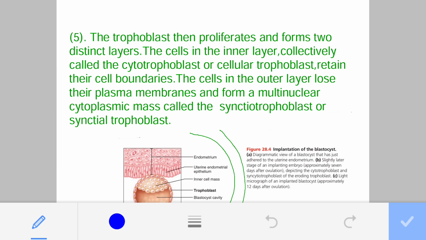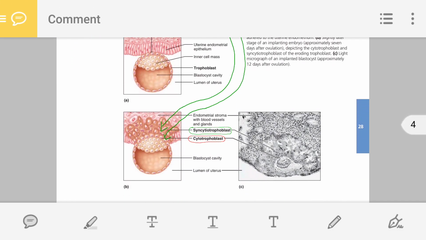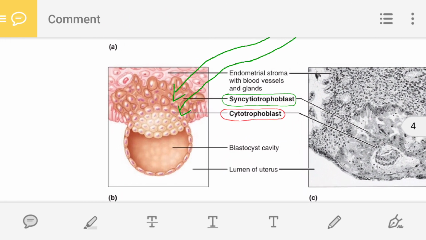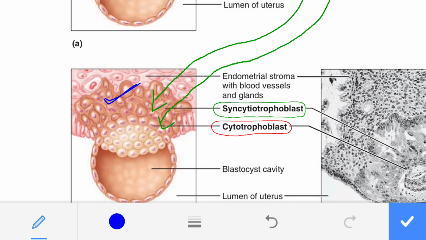We are looking at two layers. One is cytotrophoblast and another one is syncytiotrophoblast, and both these cellular layers originate from the trophoblast. Just focus on this. This is the trophoblast, and this layer starts dividing. So this layer and this layer, these two layers, I am zooming in on. This layer is known as syncytiotrophoblast, and this layer is known as cytotrophoblast.